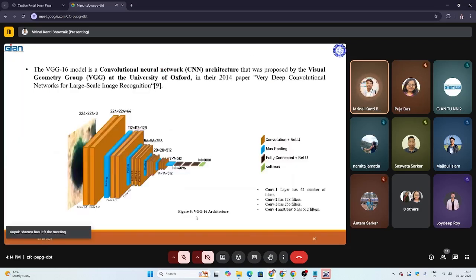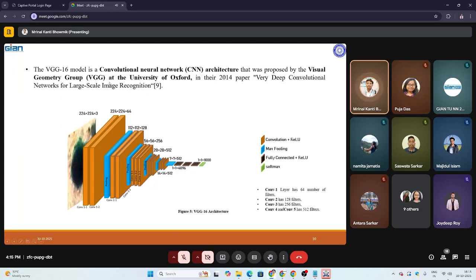Proceeding towards my next slide, the VGG16 model is a convolutional neural network. Now we are going through the basics of VGG16. Who proposed it for the first time? It was proposed by the Visual Geometry Group, which is the full form of VGG. I've already mentioned earlier what the full form of VGG is, that is Visual Geometry Group.